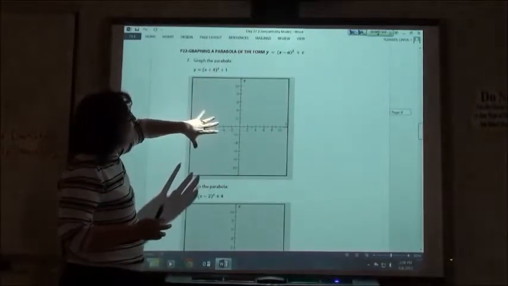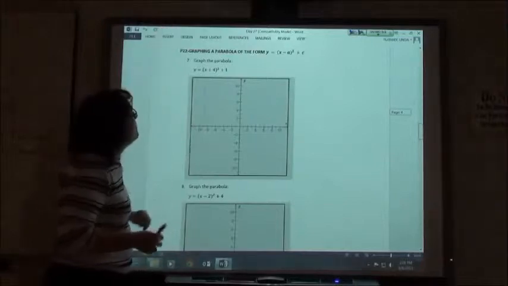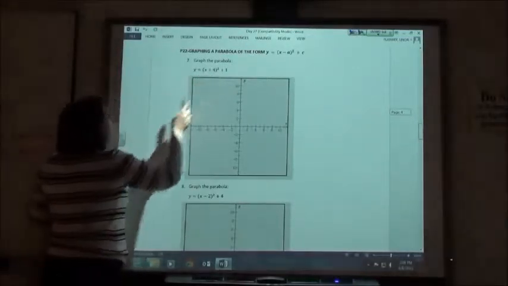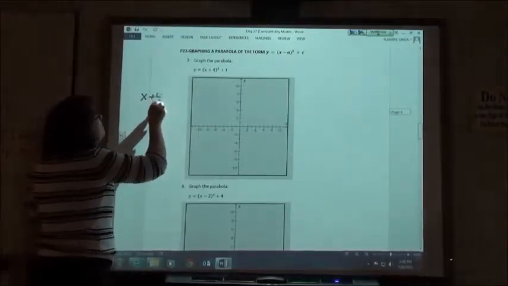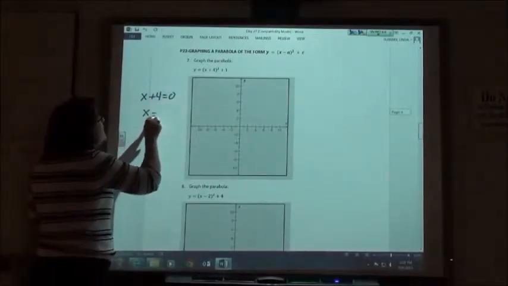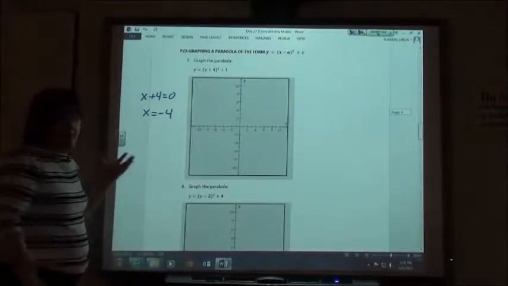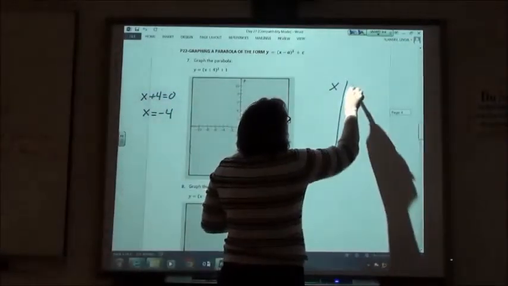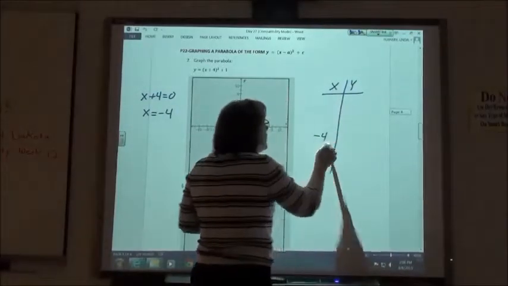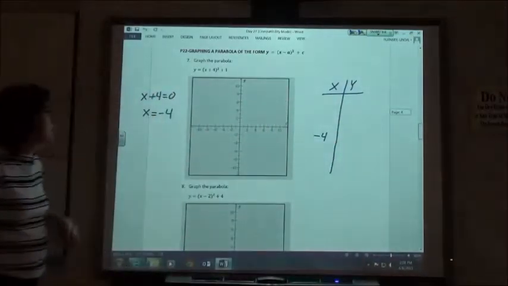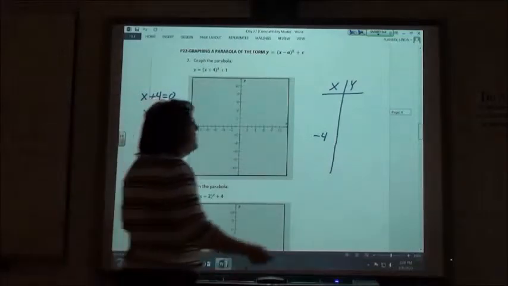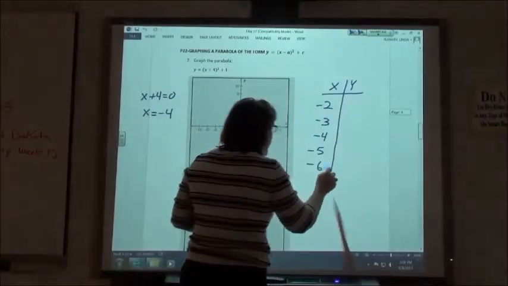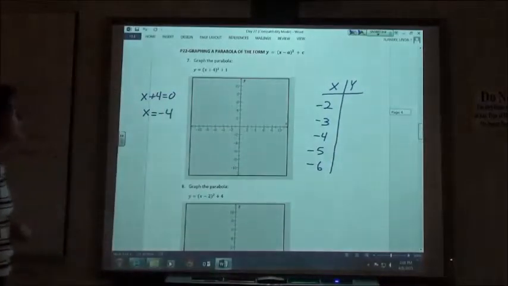So I'm going to do the exact same thing pretty much as I did on the previous problems. I'm going to start with this part here with the x. If x plus 4 equals 0, then x has to equal negative 4, and then I'm going to make my table. Negative 4 has to be the middle number in your table then. That's your vertex. I want 2 points on each side of that, so negative 3, negative 2, negative 5, and negative 6 would be the rest of the values in my table.